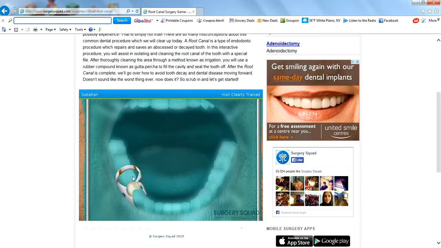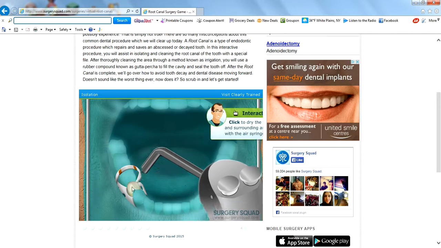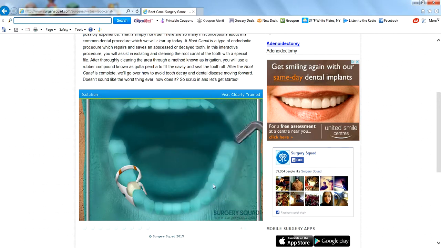Oh shit, what is that? That looks painful. Next, we'll need to dry out the tooth as much as possible using our air-water syringe. What's that? Is it this? What the fuck? That's water, bitch. So far, so good.